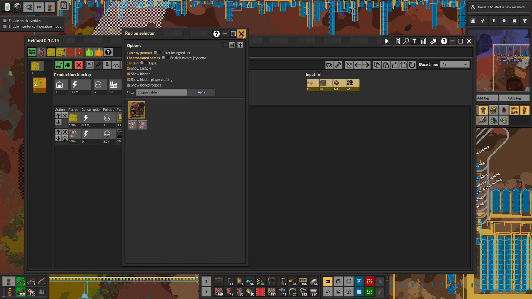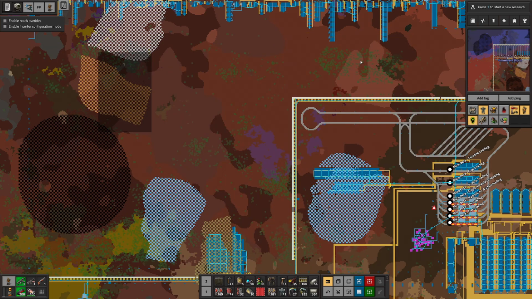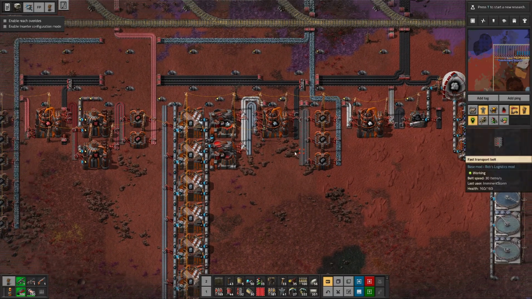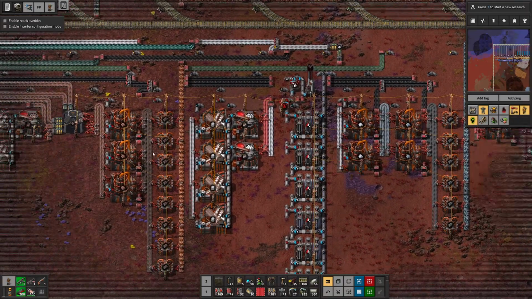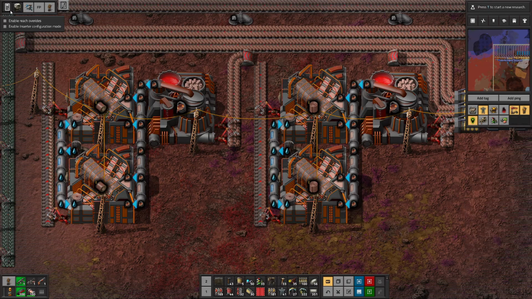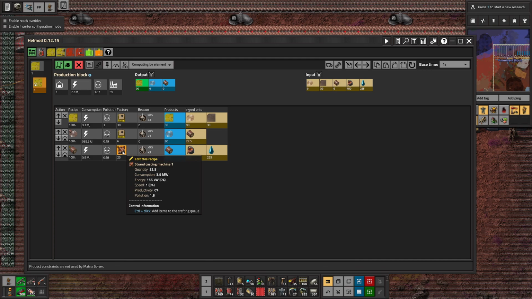So, we would need 22.5 per second of the copper wire coils. I don't think we're making anywhere near that much. We are making the copper wire coils. We have two strand casting machines worth. Yeah. Not even close.